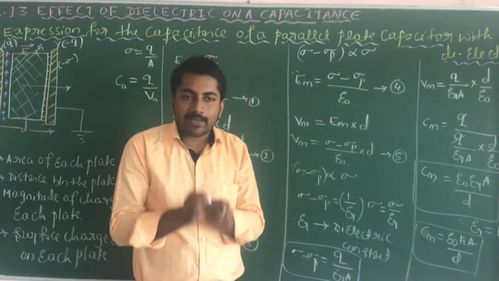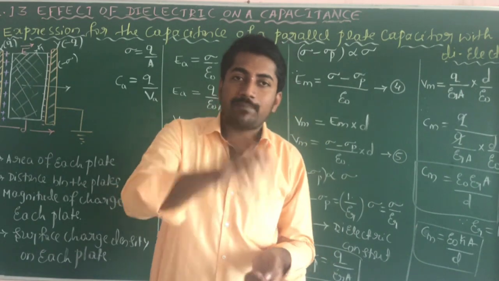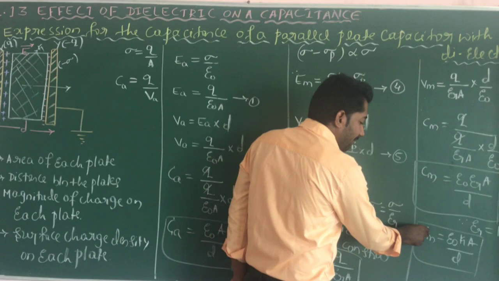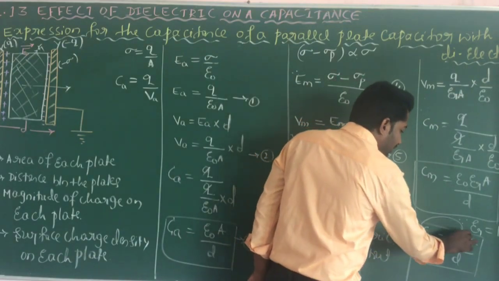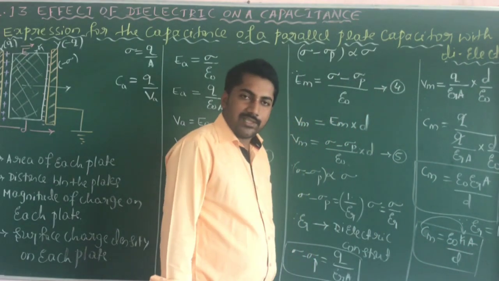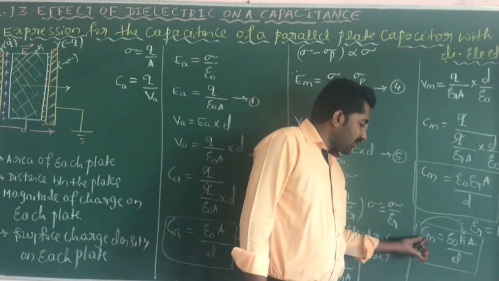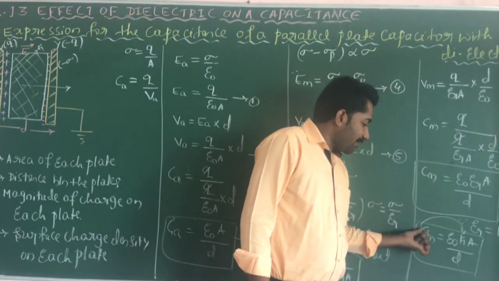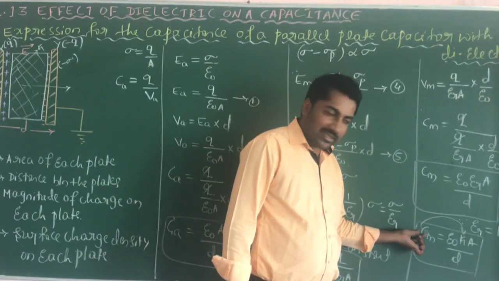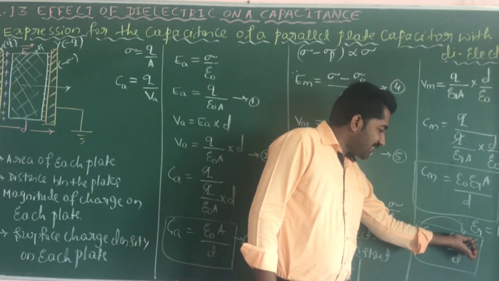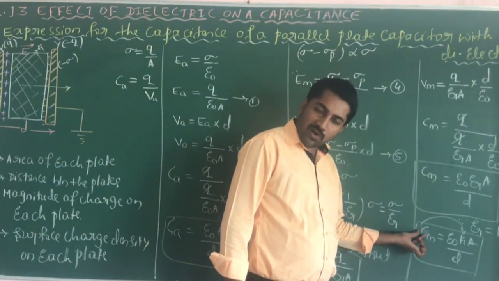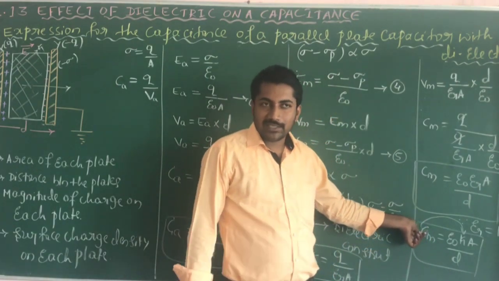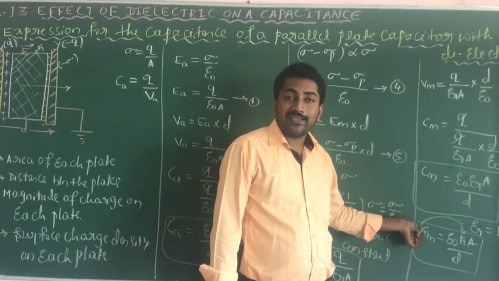On what factors does the capacitance of a parallel plate capacitor depend? Here the capacitance of a capacitor depends on the dielectric constant. If the dielectric constant increases, the capacitance of a capacitor also increases. If the area increases, the capacitance of a capacitor also increases. If the area of each plate decreases, then the capacitance of a capacitor also decreases. That's why, in the previous class, I already discussed that it depends on the shape and size of that capacitor.